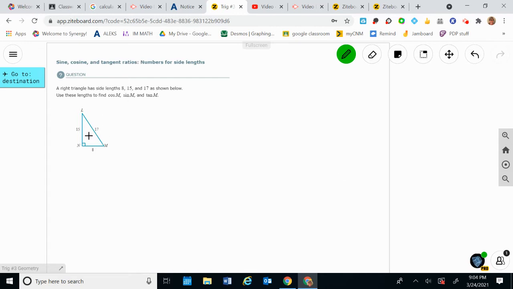Again, I did it differently because now you're standing at M. We want to find cosine M, sine M, and tangent M. So we're standing right here. Cosine M is equal to, SOHCAHTOA, cosine is adjacent over hypotenuse. So adjacent over hypotenuse, 8 over 17.